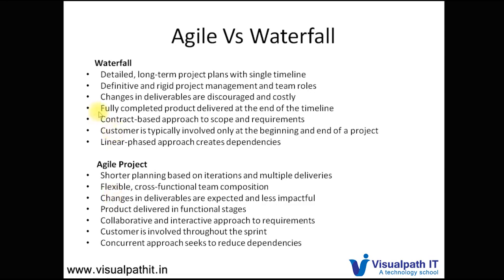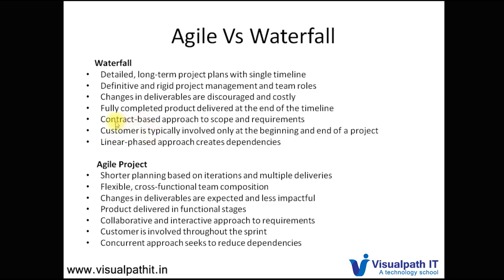We have already discussed a fully completed product delivered at the end of the timeline. So in Waterfall, what happens? A fully developed, complete product is delivered at the very end. But what happens in the Agile world? We are continuously delivering the product in bits and pieces. So the product is delivered in functional stages.